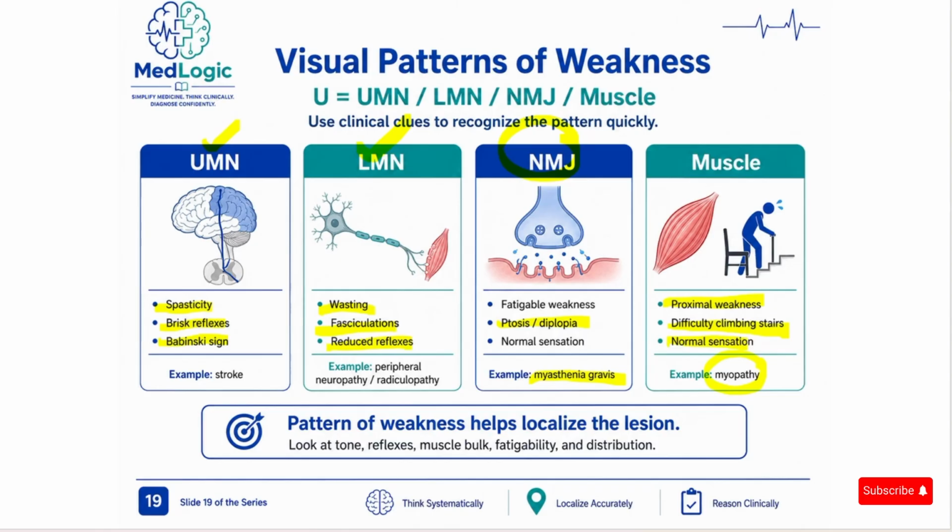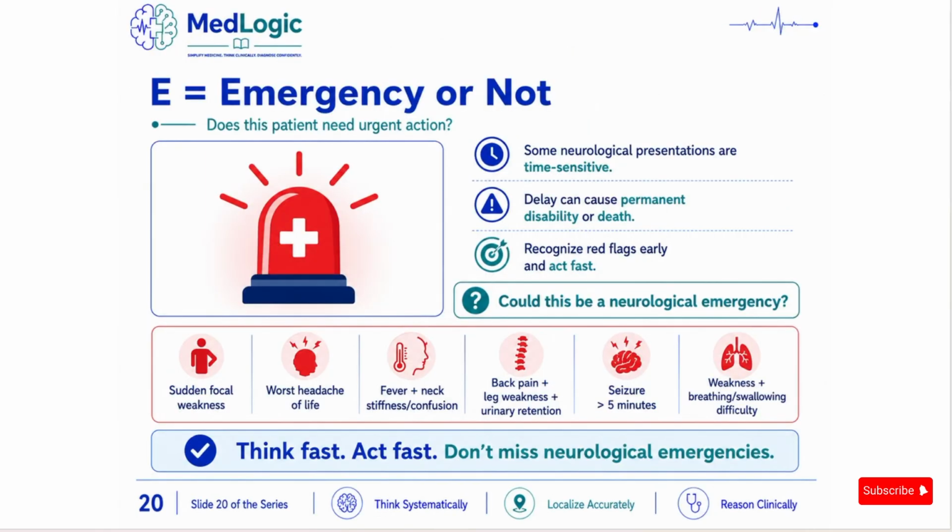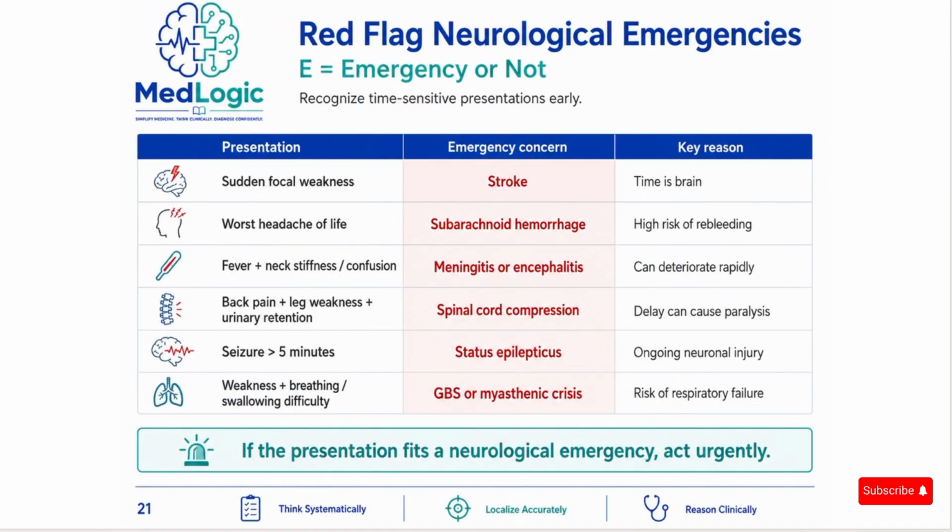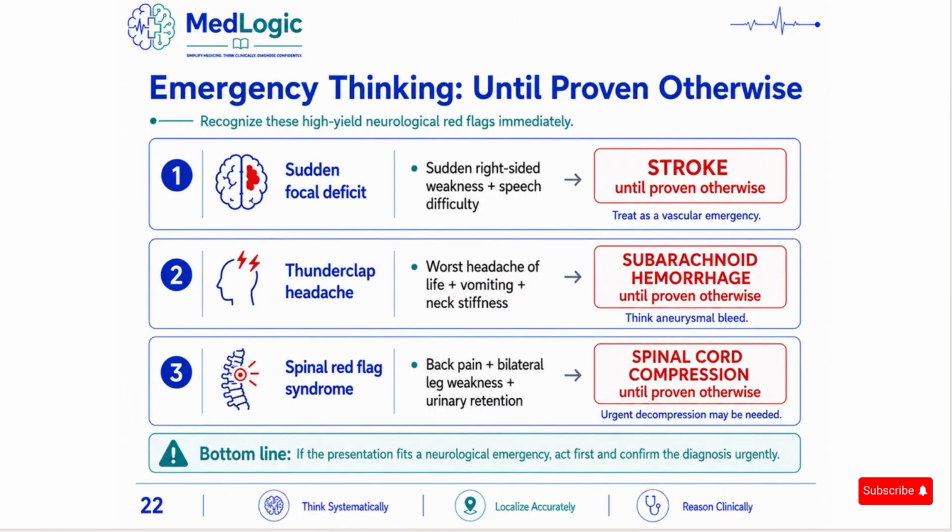The final step is very important. Is this an emergency? Some neurology presentations must be recognized immediately because delay can cause permanent disability or death. For example, sudden right-sided weakness with speech difficulty is stroke until proven otherwise. Worst headache of life with vomiting and neck stiffness is subarachnoid hemorrhage until proven otherwise. Back pain with bilateral leg weakness and urinary retention is spinal cord compression until proven otherwise.